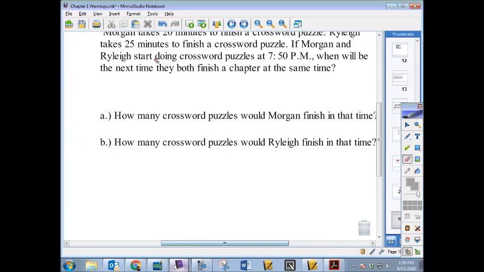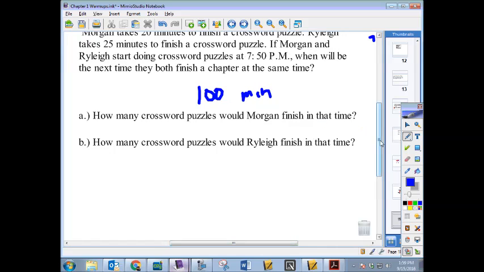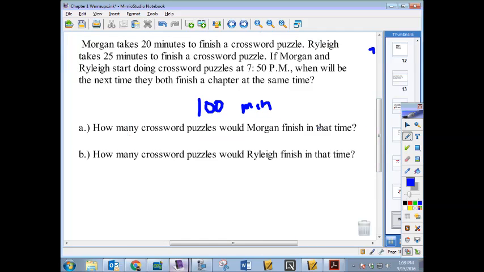Okay? Now, let's answer those questions right here. We knew the answer was 100 minutes, right? So, I need to figure out how many crossword puzzles Morgan would finish in that time. Well, if 100 minutes are going by, and I know that Morgan finishes one every 20 minutes, I'm going to take the total time that's passed divided by the amount of time she takes to finish one. Does that make sense?